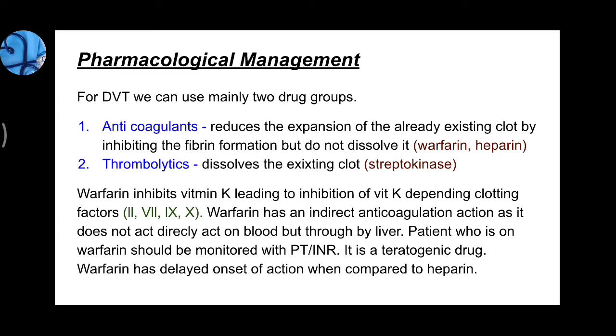Anticoagulants reduce the expansion of the already existing blood clot by inhibiting fibrin formation, but do not dissolve it. Examples of anticoagulants are warfarin and heparin. Thrombolytics dissolve the existing clot. An example is streptokinase. Warfarin inhibits vitamin K, leading to inhibition of the vitamin K dependent clotting factors 2, 7, 9 and 10. Warfarin has an indirect anticoagulant action as it does not act directly on blood but through the liver.